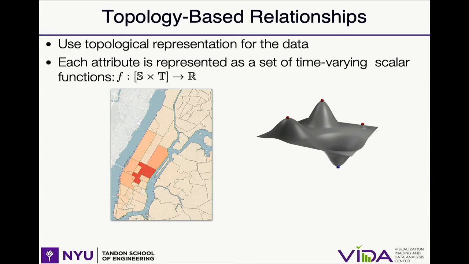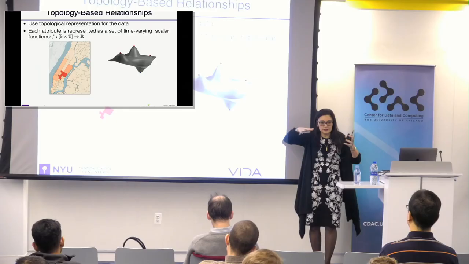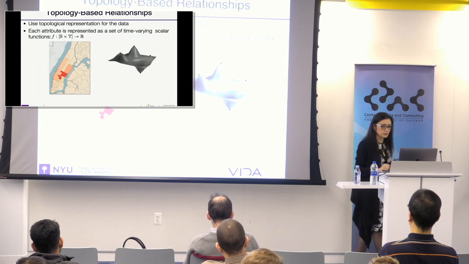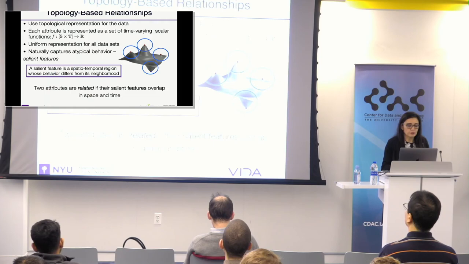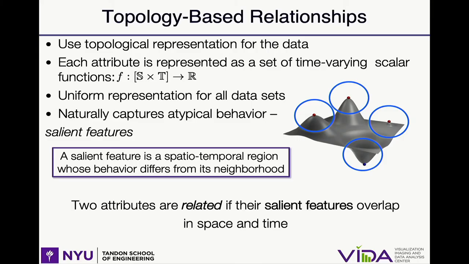So this data set will look something like this three-dimensional function. And what are the advantages of doing this modeling? First and foremost, before you start with a whole bunch of very disparate data sets, by modeling them as time-varying scalar functions, now all the data are uniform. They all have the same representation.